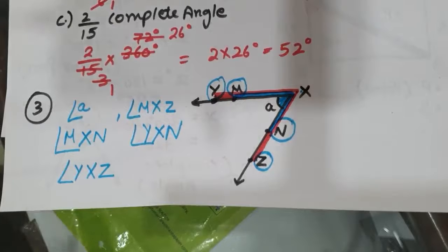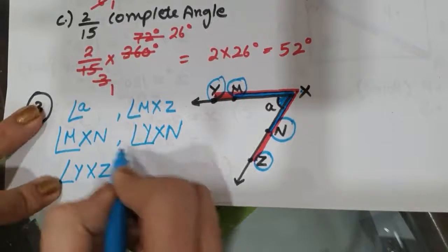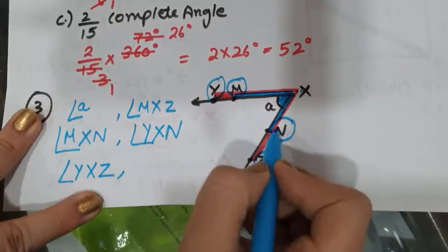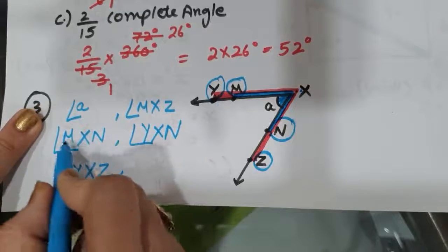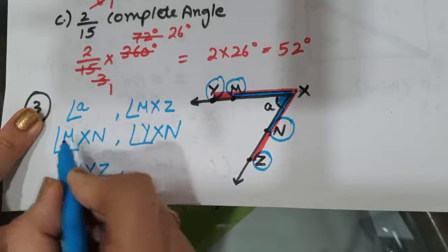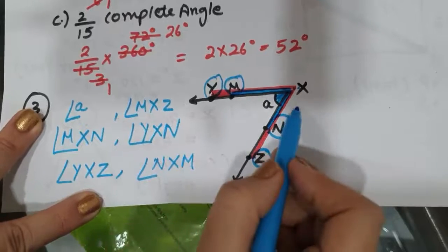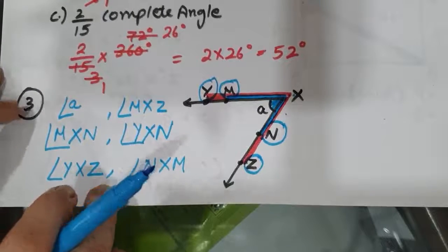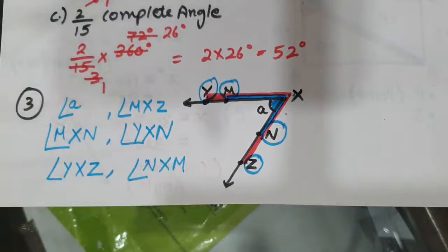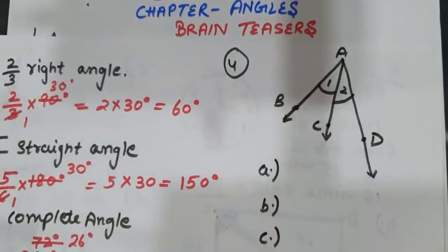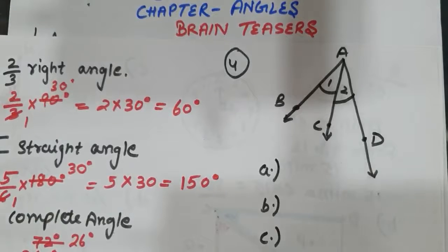You can also write vice versa. X should be in between, so you can write NXM. MXN or NXM, both are same. But we need to give a different name to the angle. So these are the 6 names, and there can be some more names also. You can identify more also. I hope that is clear.